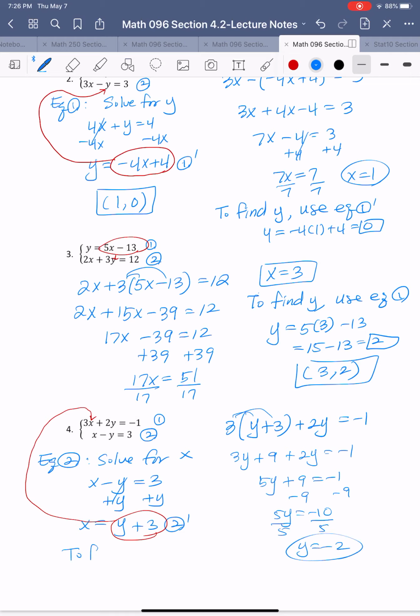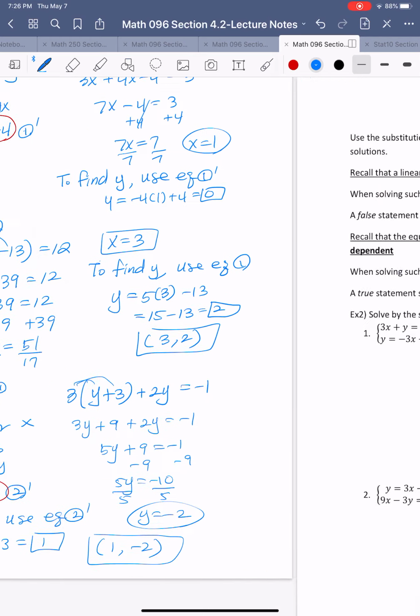And then we still need to find the x. As you notice, I want to use equation 2 prime because it's already solved for x. So x equals negative 2 plus 3, which is 1, okay? But it's an xy ordered pair, so you have to put 1 and negative 2. Alright, let's look at the next page.